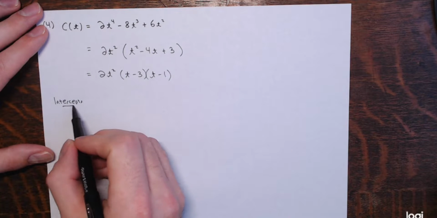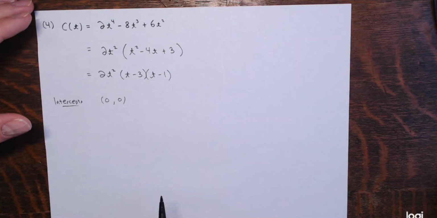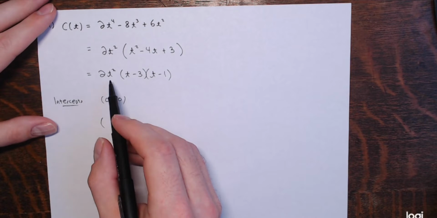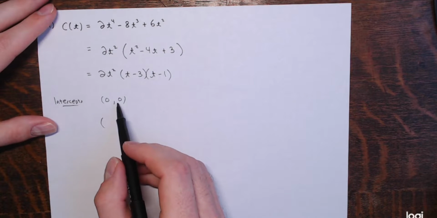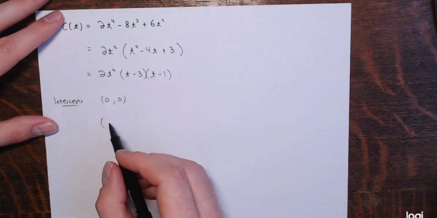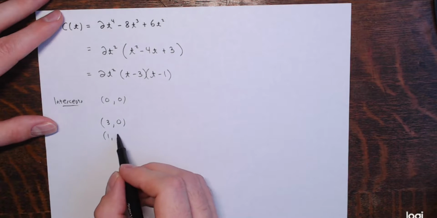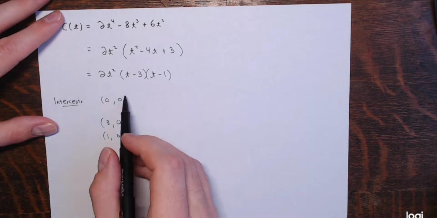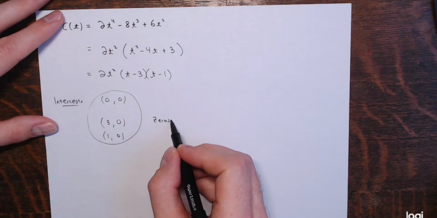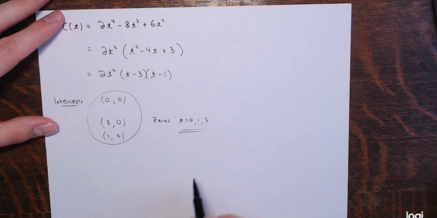Alright, now again the intercepts. The y-intercept is easy. When I plug in 0 for t, the output's 0. Every single term would be 0. And that's also a horizontal t-intercept, right? So t equals 0 is a 0. And then 3 and 1. If t were 3, the output would be 0, and if t were 1, the output would be 0. So you could say these are the intercepts. And the zeros or the roots are t equals 0, t equals 1, t equals 3. Those are the zeros of the polynomial.